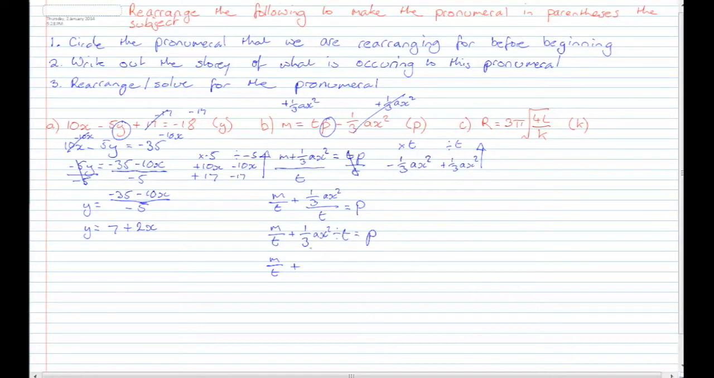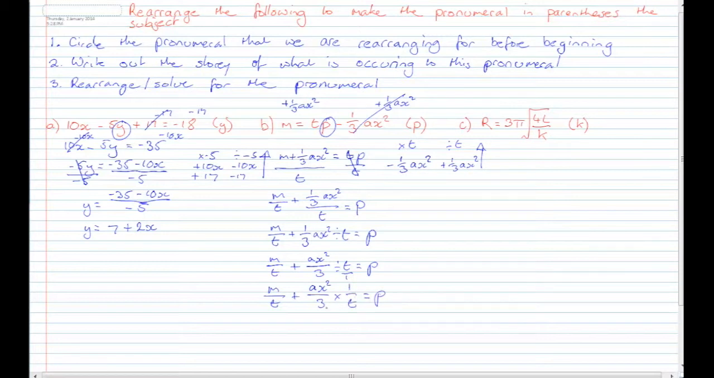So what we can actually do is write ax squared over 3 divided by t is equal to p. Now, divided by t is a fraction, so we can write t over 1. This hasn't changed it, but it just makes it a little bit easier. So then what we get is m over t plus ax squared over 3. Now instead of writing divide, we're going to turn it into a times and flip it. So 1 over t is equal to p.